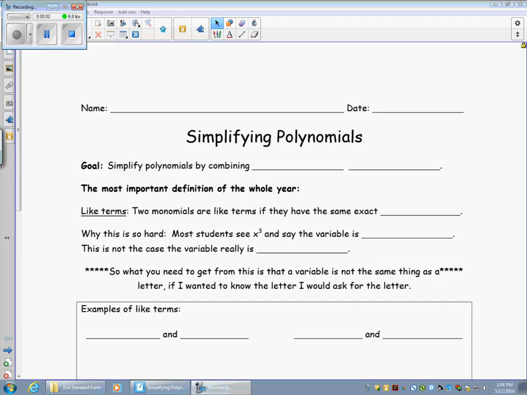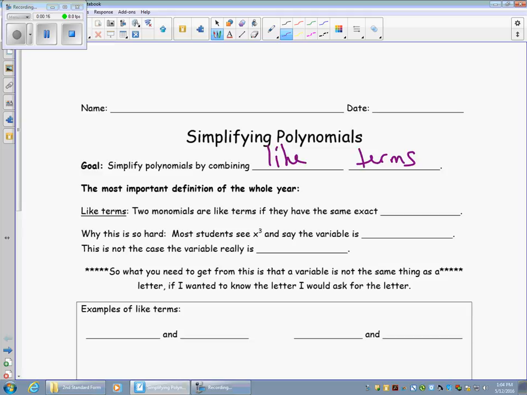All right, so here are my notes for simplifying polynomials. My goal for today, or after you're done watching this, is that you should be able to simplify polynomials by combining like terms. Now, the most important definition of this whole entire year has been like terms.